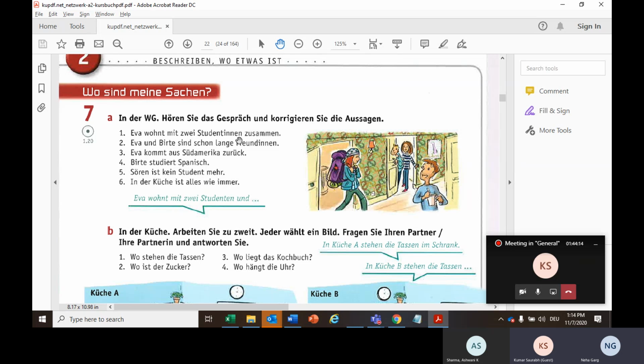Now, Eva kommt aus Südamerika zurück. Is she coming back from South America? I think she mentioned something about Barcelona. So, 2 Monate Sprachkurs in Barcelona. She mentioned a 2 months language course in Barcelona, so obviously she was learning Spanish there. Right, so this is again wrong. Eva kommt aus Barcelona zurück. She's coming back from Barcelona, not South America.